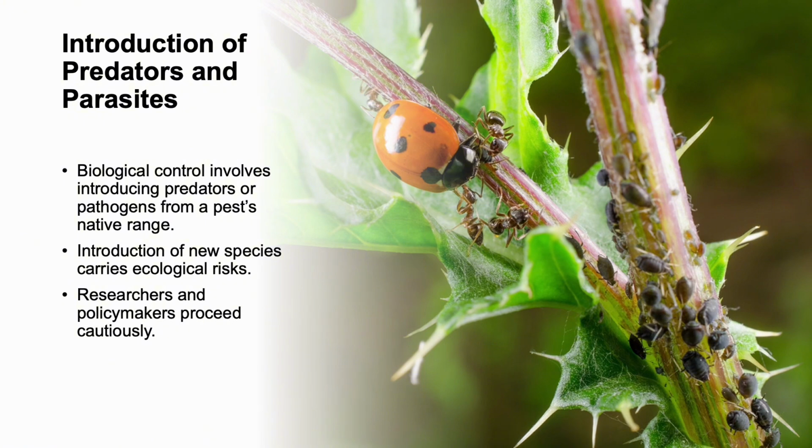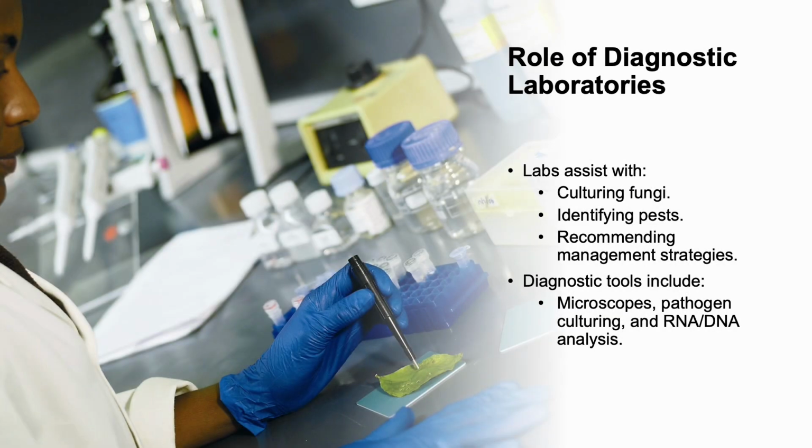Biological control involves introducing predators or pathogens from a pest's native range to control invasive species. While this approach can be effective, introducing new species carries ecological risks. Researchers and policymakers carefully evaluate these risks before proceeding to ensure that introduced species do not cause unintended harm to native ecosystems.